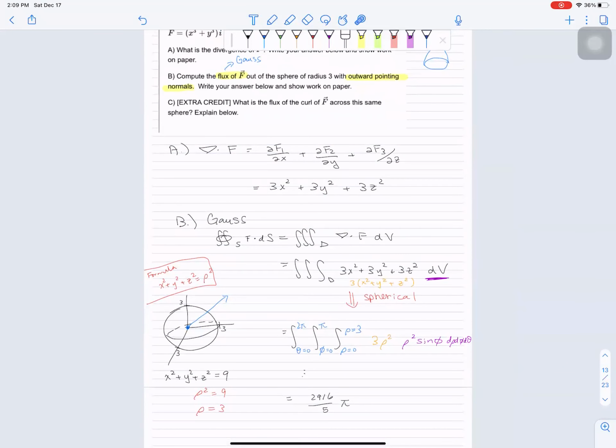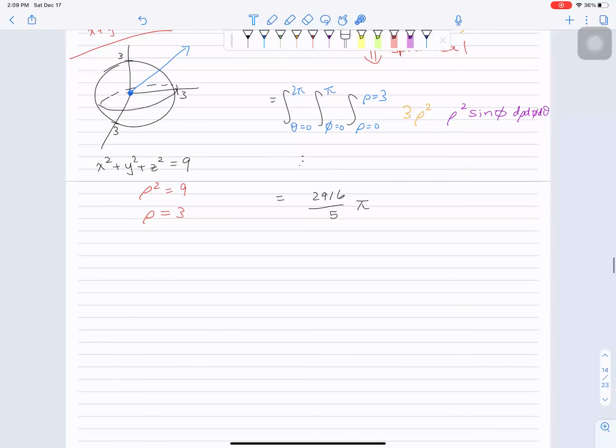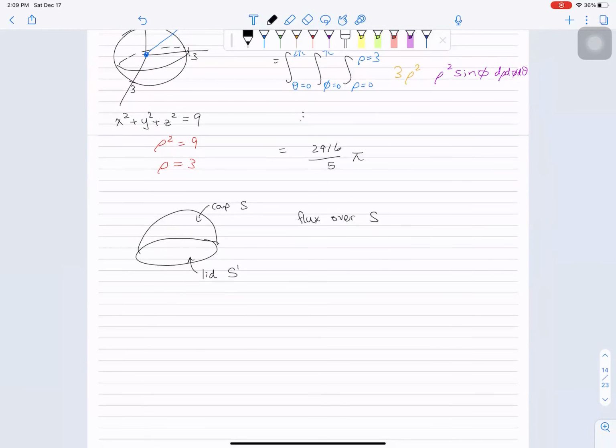Okay. Part C. If the hemisphere is not closed, how do we calculate flux? So if the hemisphere is not closed, I'll call the bottom part the lid, and this top part is the cap. The cap has a boundary of S, the lid has a boundary of S prime. What you do if you're trying to find the flux over just the cap requires you pretending it would be nice if this hemisphere was closed, right?